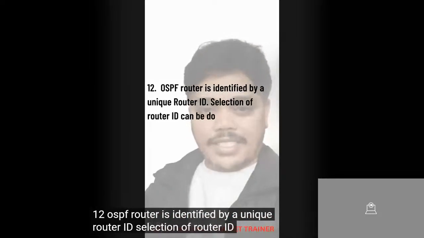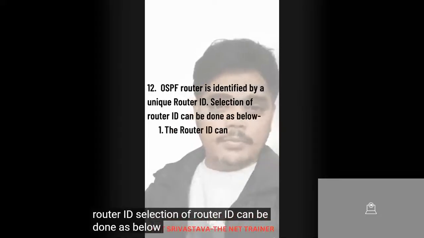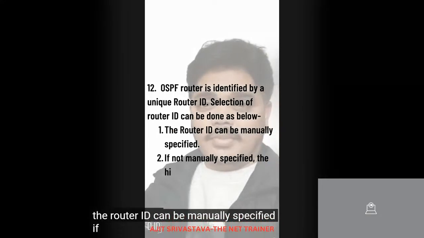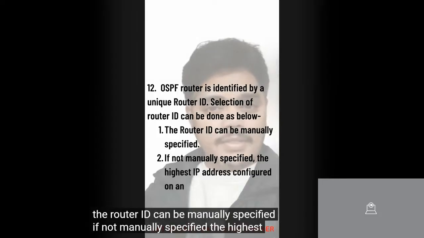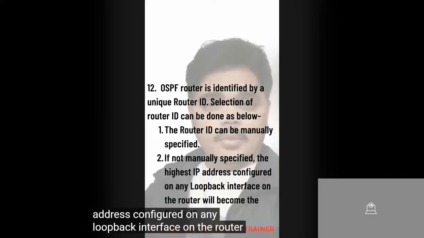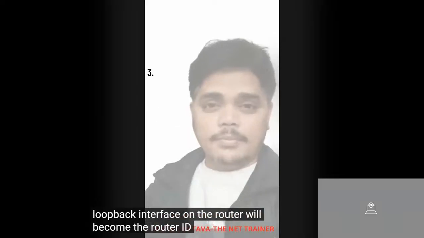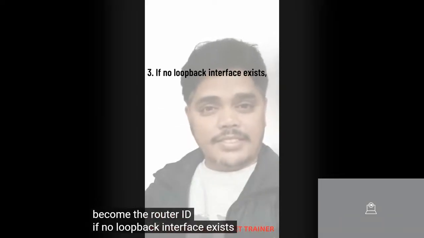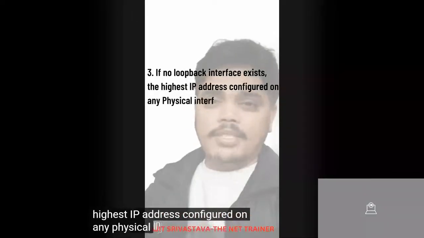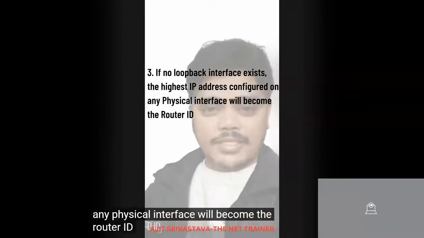Selection of router ID can be done as below. The router ID can be manually specified. If not manually specified, the highest IP address configured on any loopback interface on the router will become the router ID. If no loopback interface exists, the highest IP address configured on any physical interface will become the router ID.